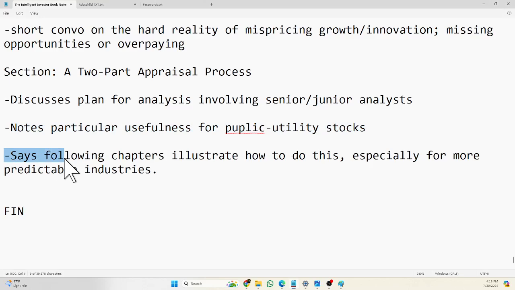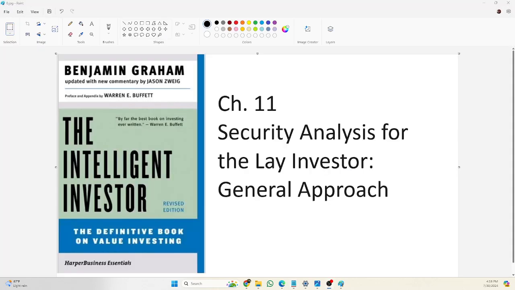And then we have a point. The last point really is that the following chapters illustrate how to do this exactly, especially for predictable industries. And that's all we have for Benjamin Graham's The Intelligent Investor, Revised Edition, 1972, Chapter 11, Security Analysis for the Lay Investor, General Approach.